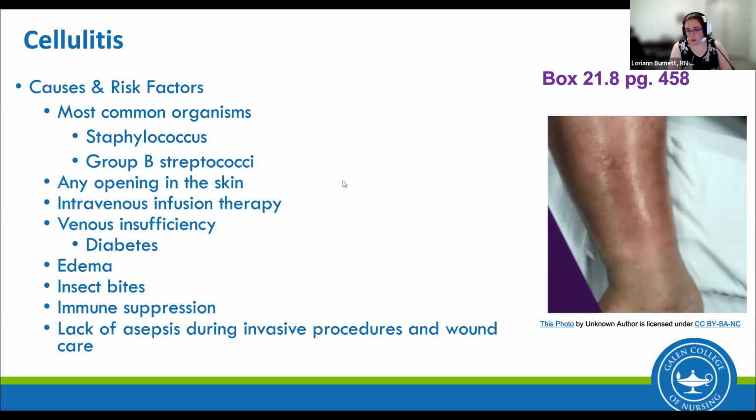This can occur from any opening in the skin. This could be a scratch, this could be a puncture, this could be a dog bite, anything that allows the surface bacteria to enter underneath the skin.